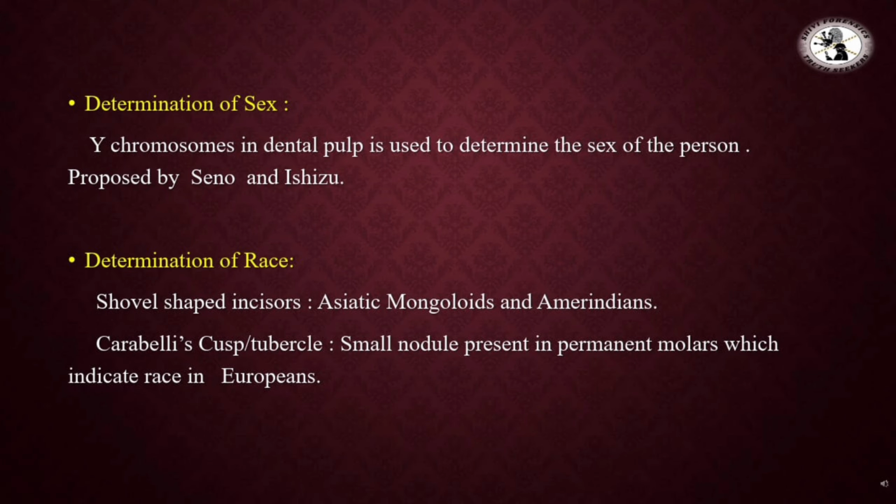Next, we can discuss the determination of race from teeth. Determination of race from teeth mainly depends on the shape of the teeth. Shovel-shaped incisors are observed mostly in Asiatic Mongoloids and also in Amerindians, whereas Carabelli's cusp or tubercle, which is a small nodule present in permanent molars, indicates race in Europeans.